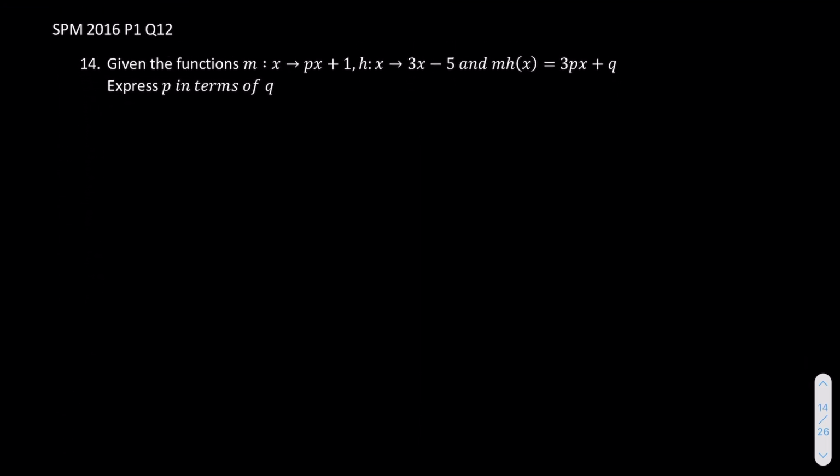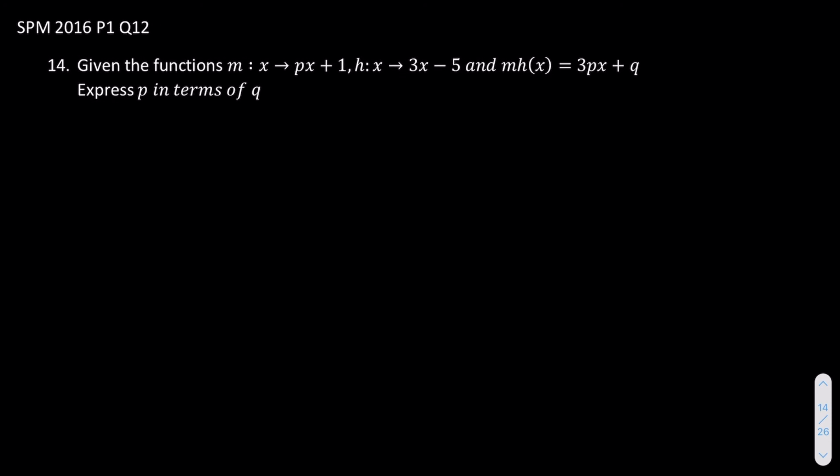Question 14. Given the function m of x is equivalent to px plus 1 and whatever function they've given to us, express p in terms of q. So it means that we want p as our main subject in terms of q. Same thing, they give us the composite function, and we do it ourselves since we don't just believe their answer, right?